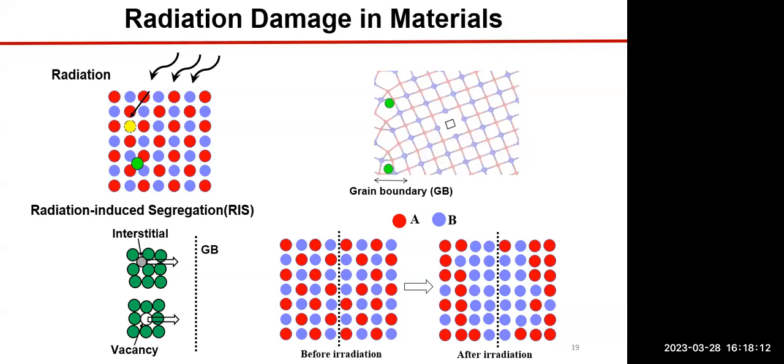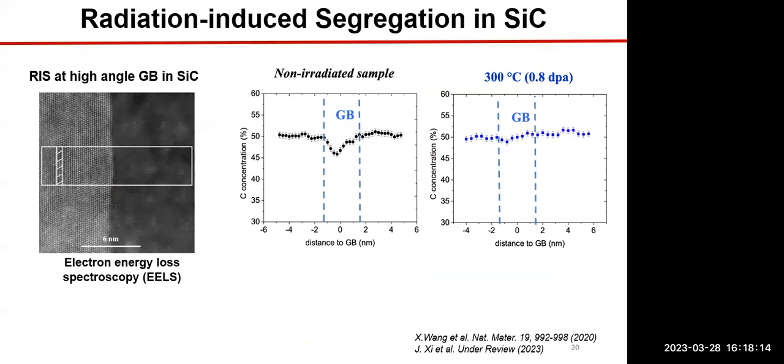For the silicon carbide material, in our recent studies, we also found radiation-induced segregation at the grain boundary. Here is one specific example. If you look at the left-hand figure, we can see that before radiation, the carbon concentration in the grain boundary region is lower than 50%. But after radiation, we can see the concentration of carbon has definitely increased to around 50%.